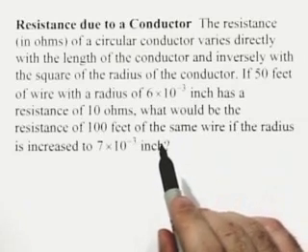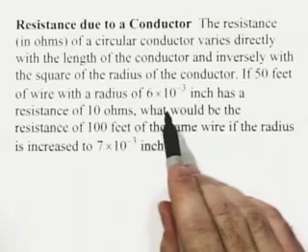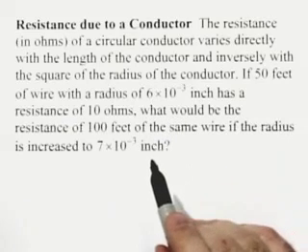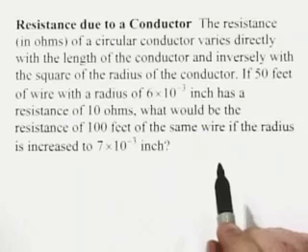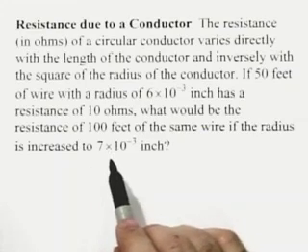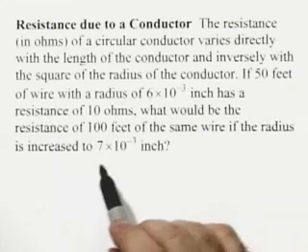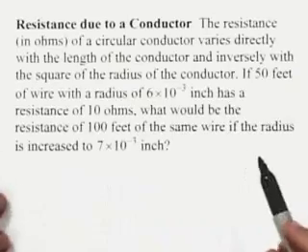If 50 feet of wire with a radius of 6 times 10 to the negative third inch has a resistance of 10 ohms, what would be the resistance of 100 feet of the same wire if the radius is increased to 7 times 10 to the negative third inch?